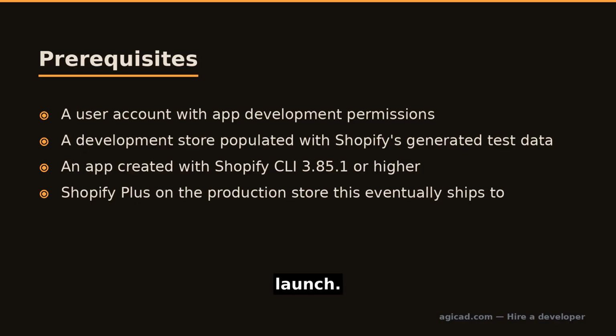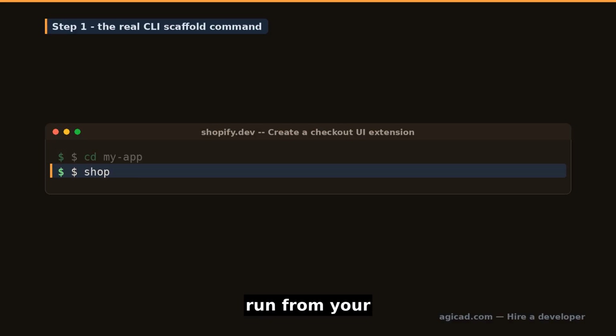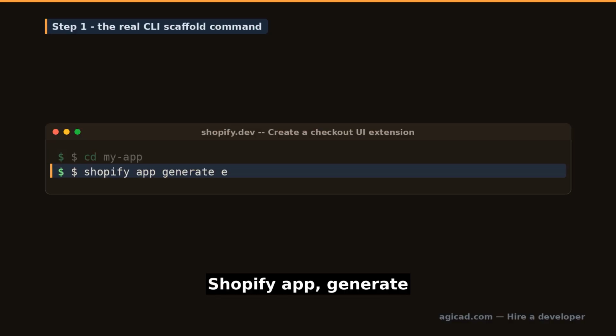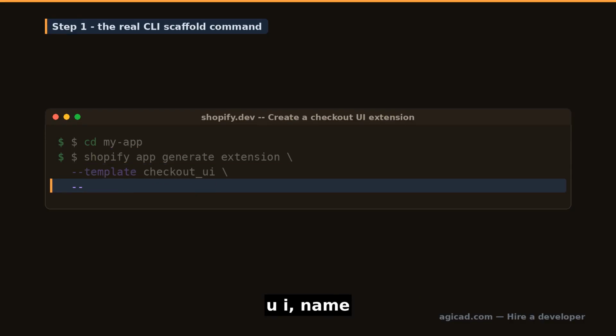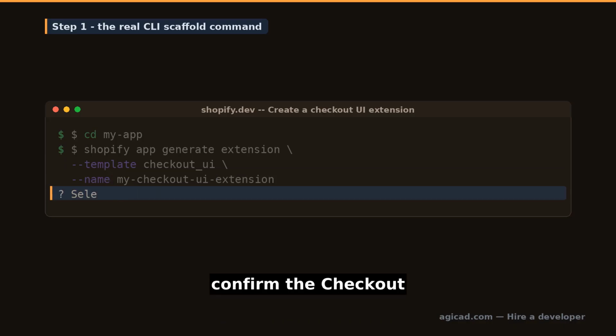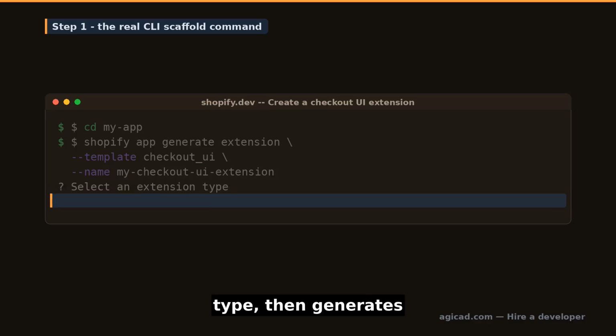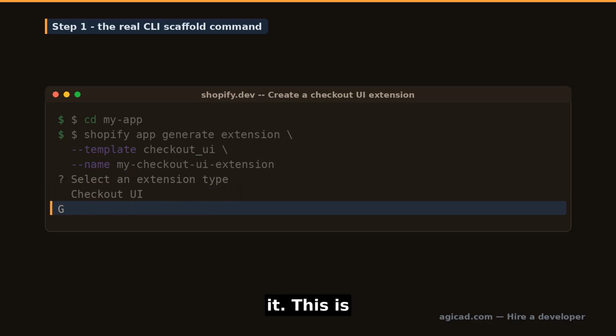The real command, run from your app's root directory: shopify app generate extension, template set to checkout_ui, name set to my-checkout-ui-extension. The CLI asks you to confirm the Checkout UI extension type, then generates starter code around it. This is the same generate extension muscle the last 4 episodes used for functions: one CLI, many templates, and the template name is the only thing that changes what you get.